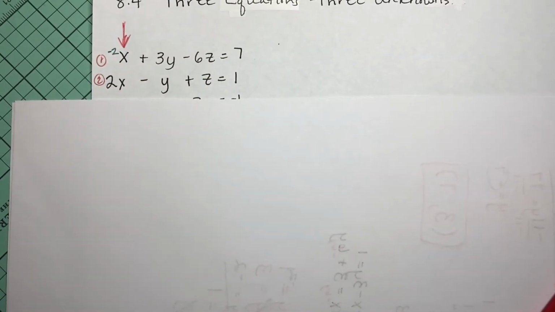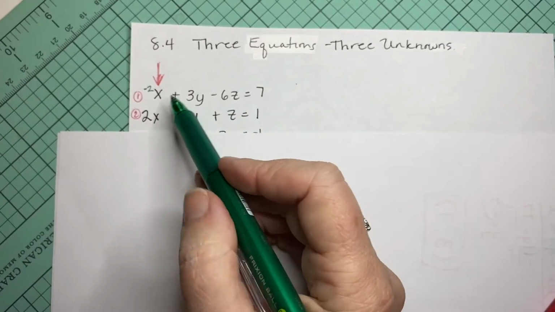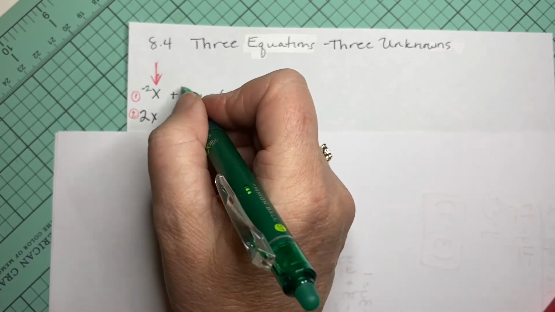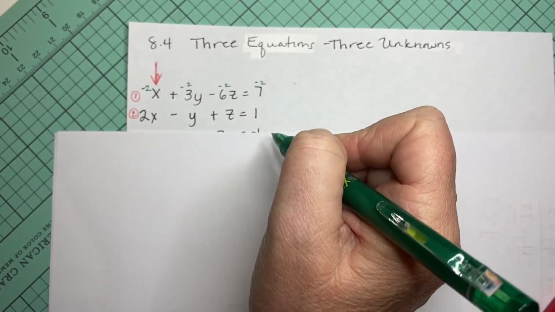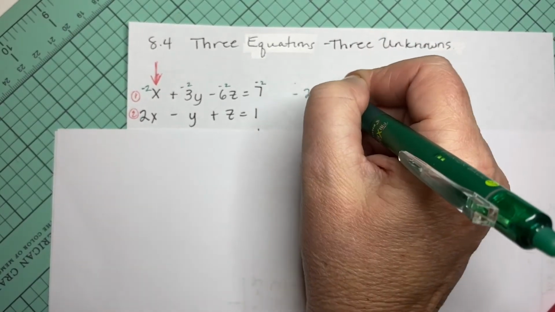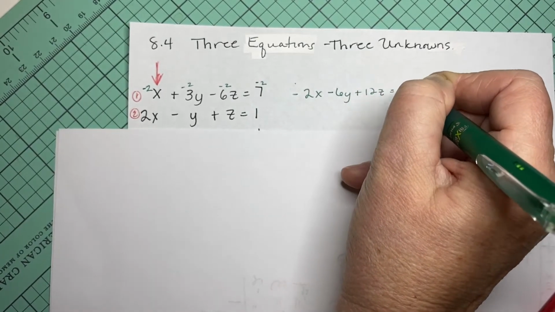So we need to get rid of the x's. So in order to make these opposite, I would need to multiply everything on the top by -2, including this 7 over there. So this becomes a -2x, a -6y, a plus 12z equals -14.